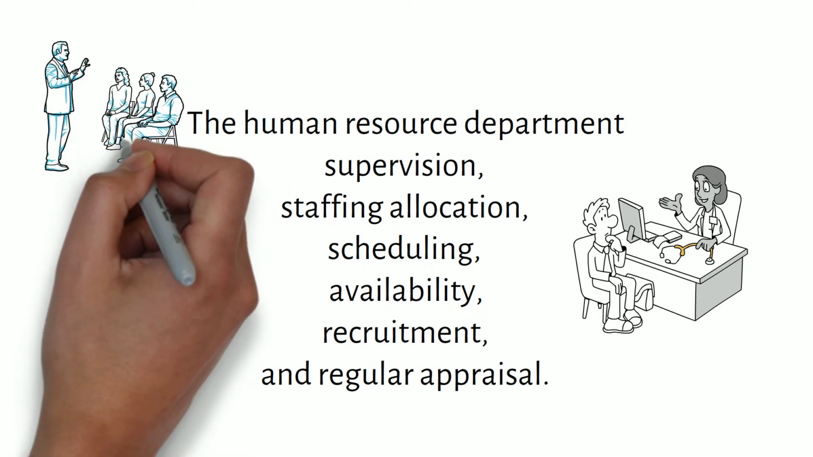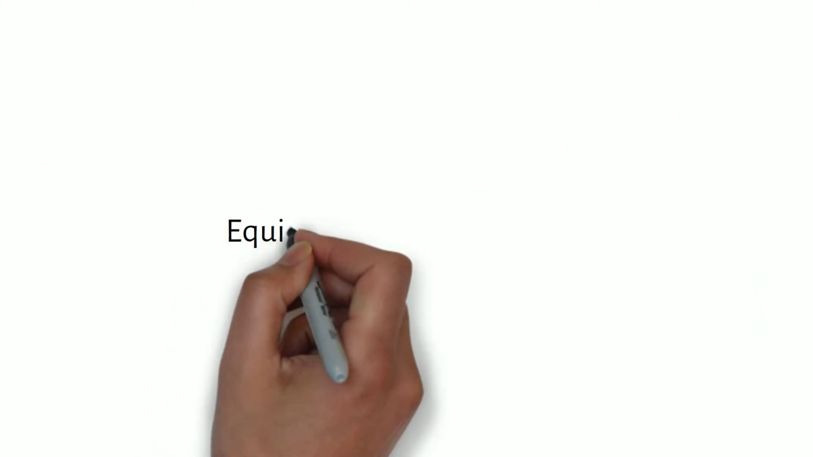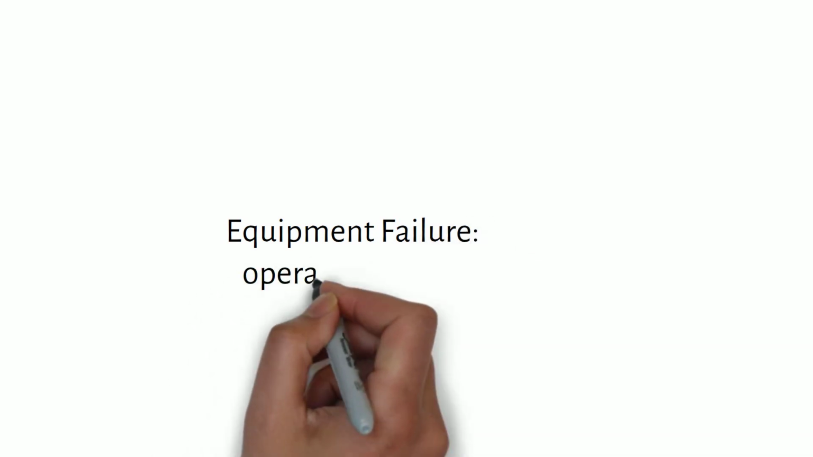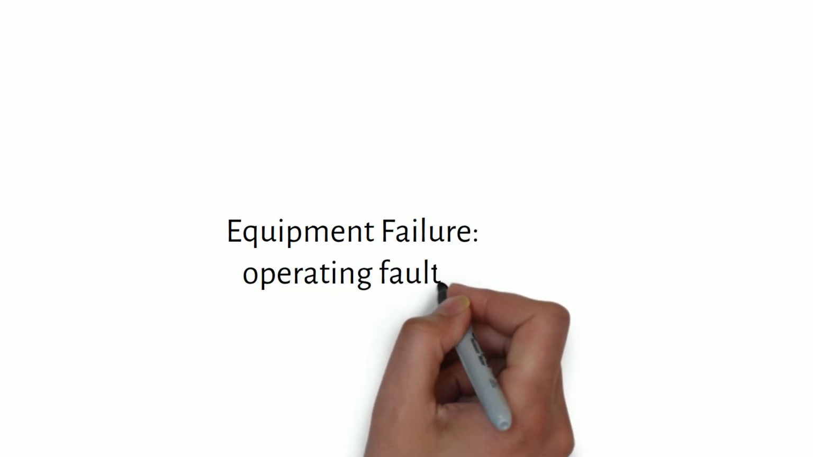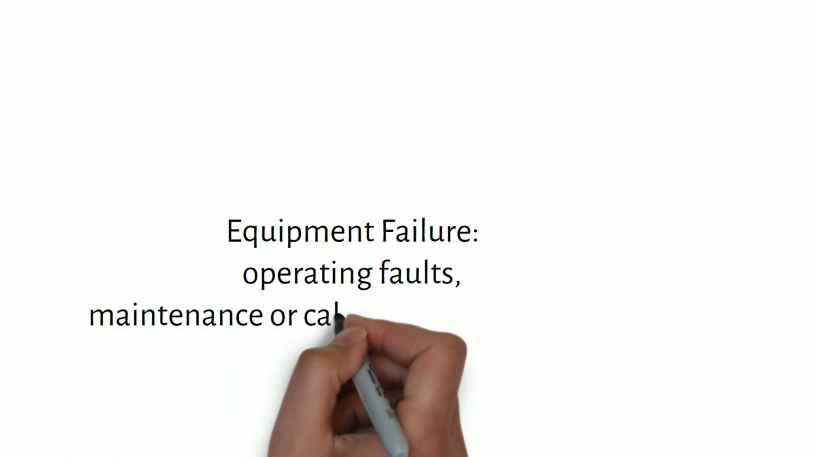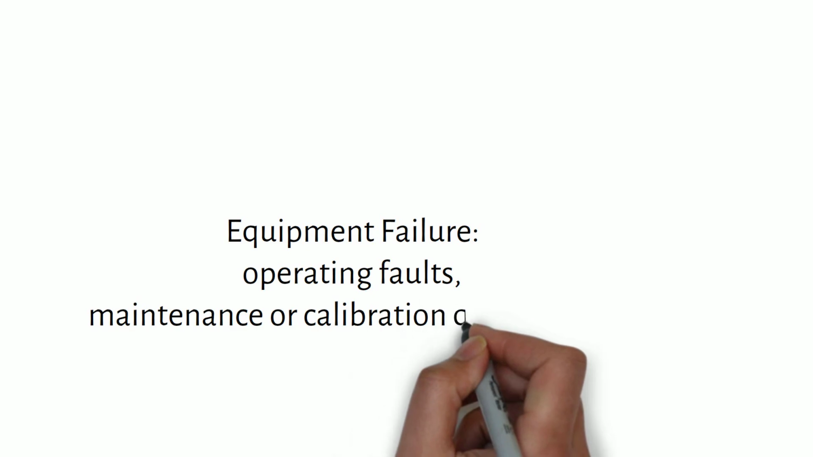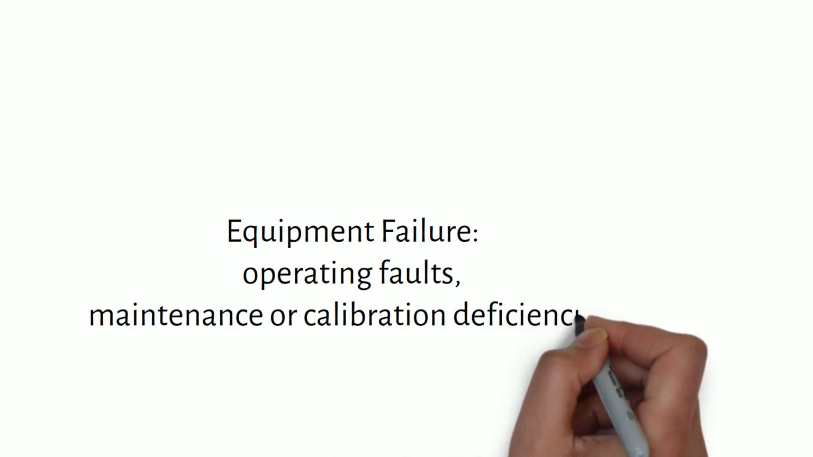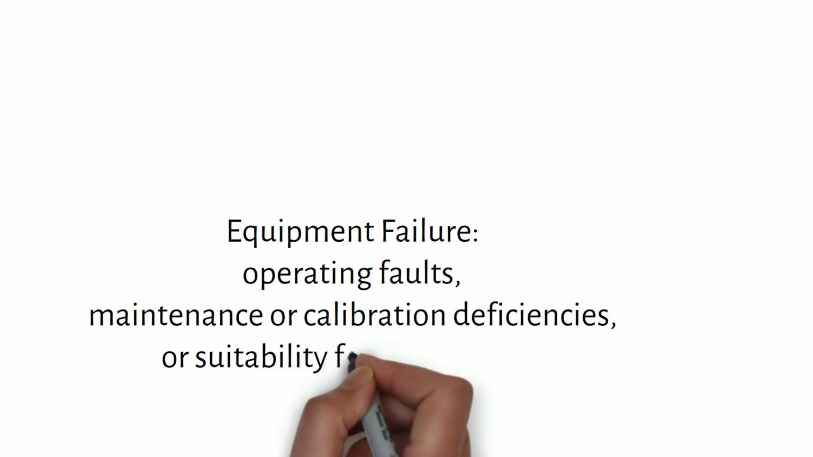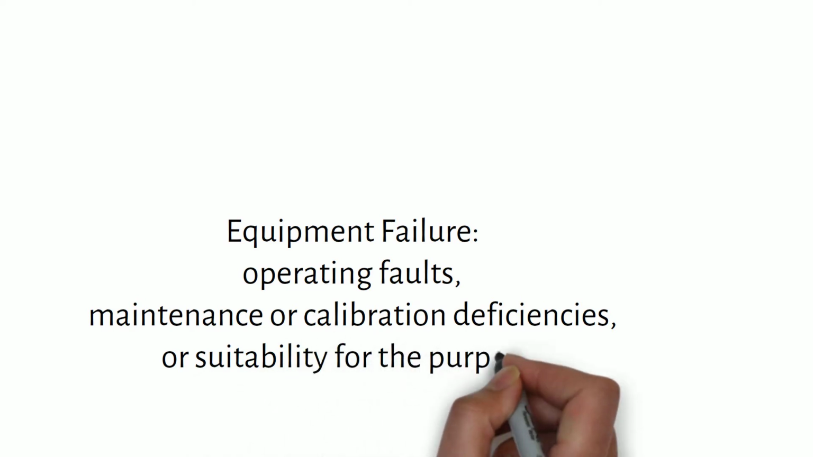Let's move on to equipment failure. Hospital equipment can fail due to many reasons. These include the design or operating faults, maintenance or calibration deficiencies, or suitability for the purpose for which that piece of equipment has been provided.